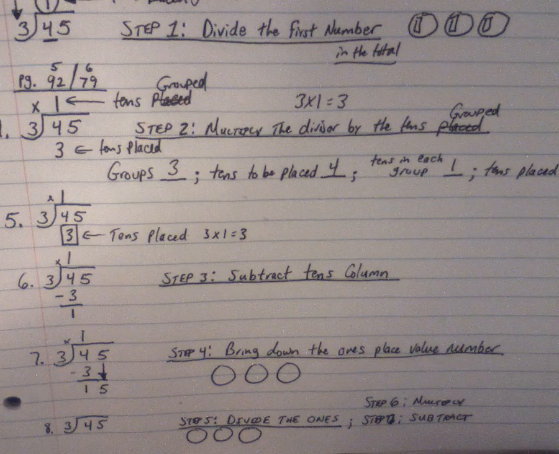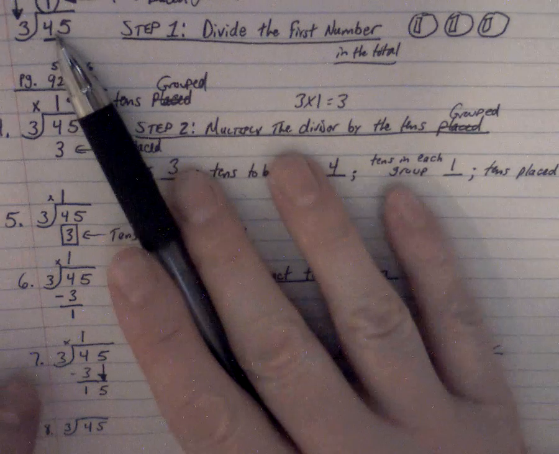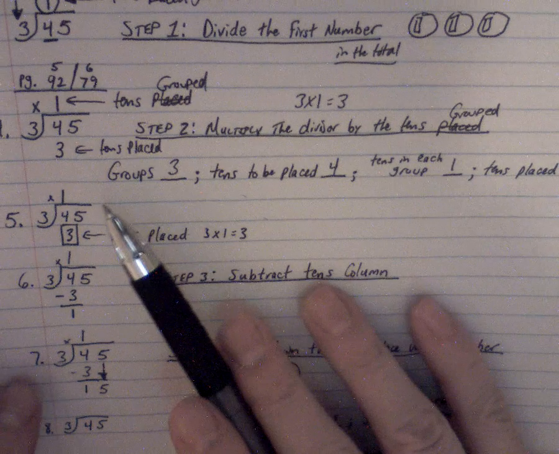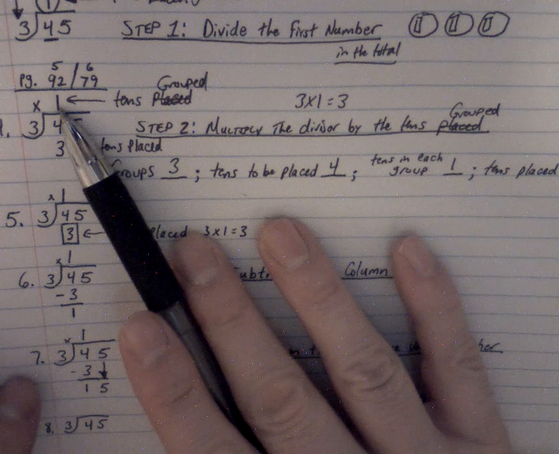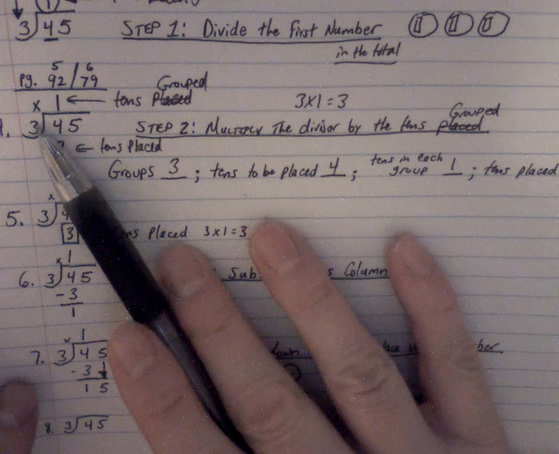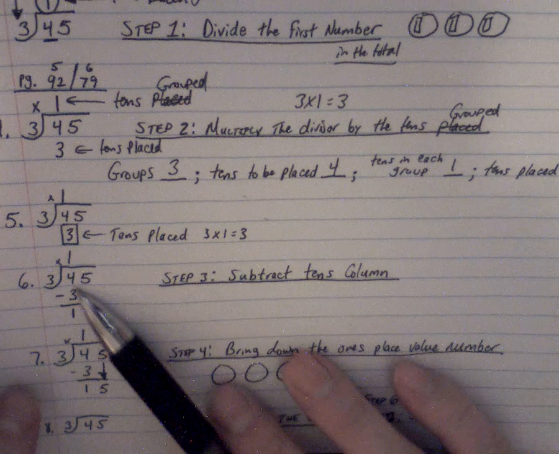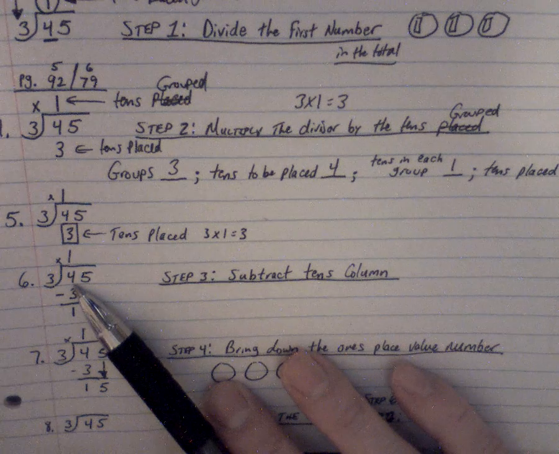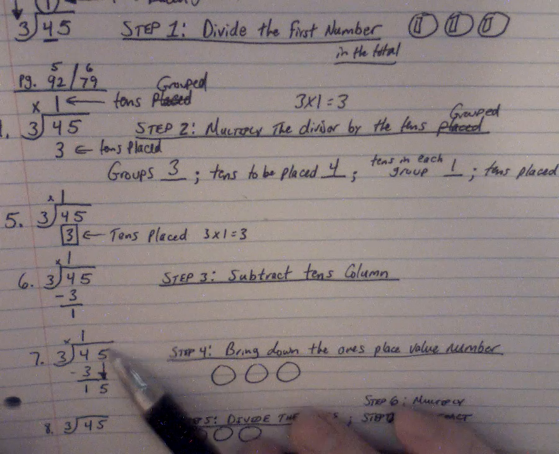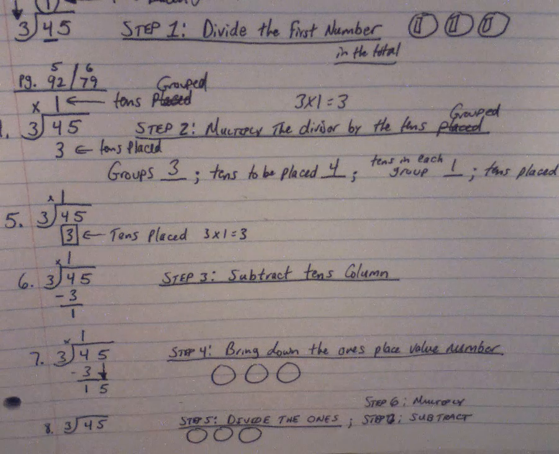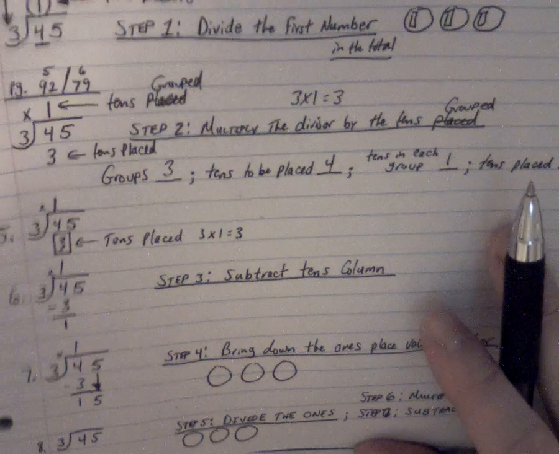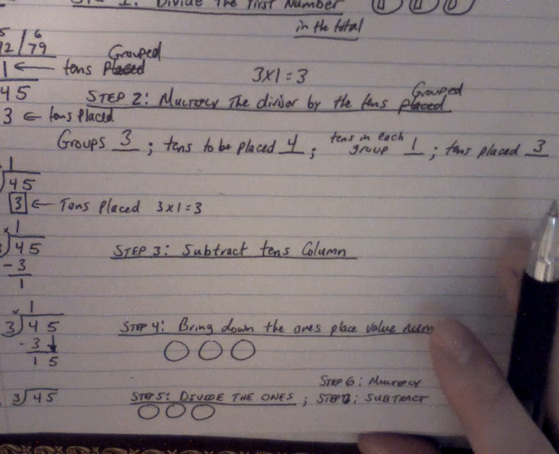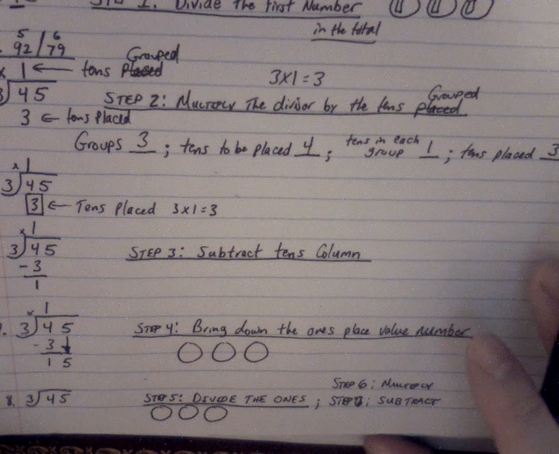Okay, so step number 1 is divide the first number, which we did. Step number 2 was multiply the divisor by the tens grouped, which we did. Step number 3, subtract the tens column, which we did. Step number 4, bring the ones down, which we did. Step number 5, we're just going back right to the beginning. So step number 5 is pretty simple.